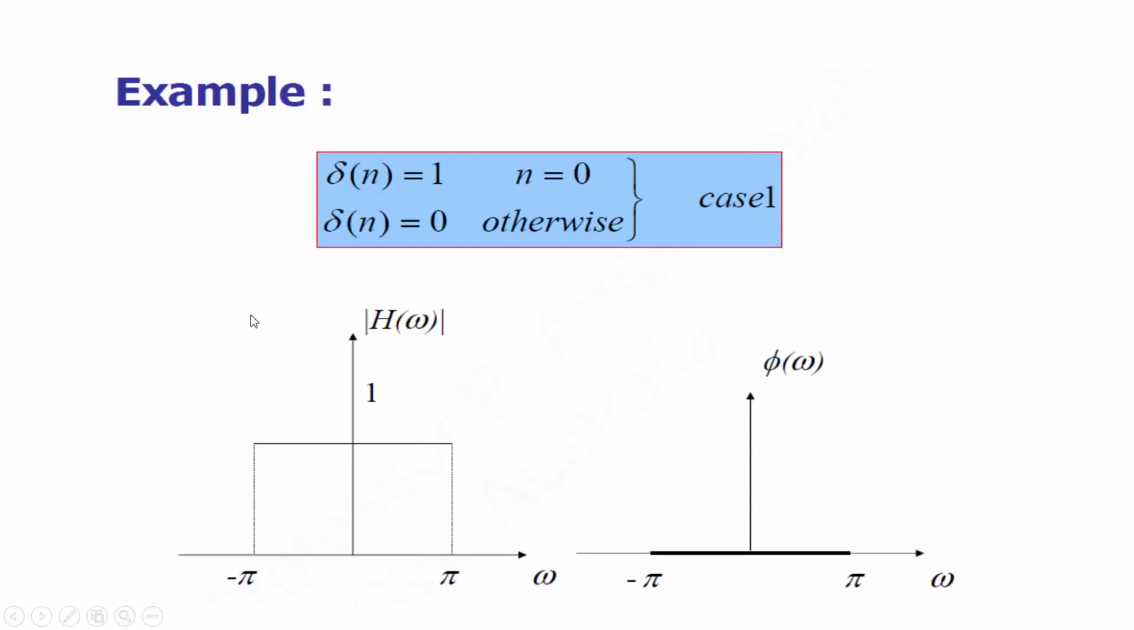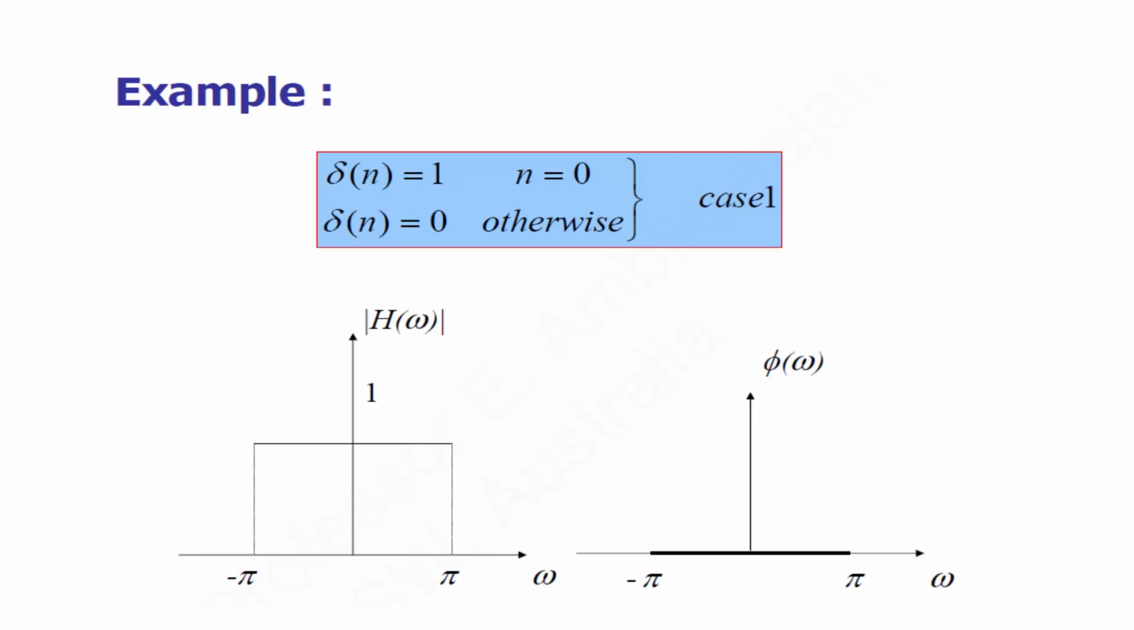Okay, so let's take one more example, of a delta function, where the value of the function is 1 only at n equal to 0. All the rest of the values are 0 at all n points. Now if you try to get the frequency response of the system, the frequency response will be a flat value of 1 from minus pi to pi, and the phase will be 0 from minus pi to pi.